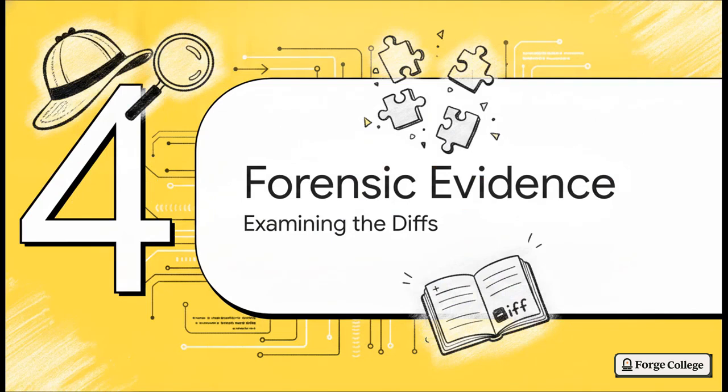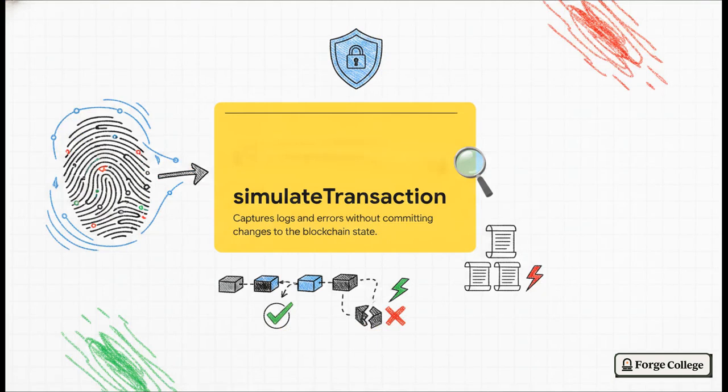Which brings us to part 4, gathering forensic evidence, examining the diffs. Okay, we've successfully recreated the crime. Now it's time to dust for prints and see exactly what the system saw. Our primary forensic fingerprint kit is a really cool method called simulate transaction.